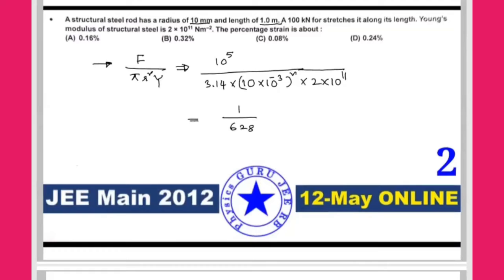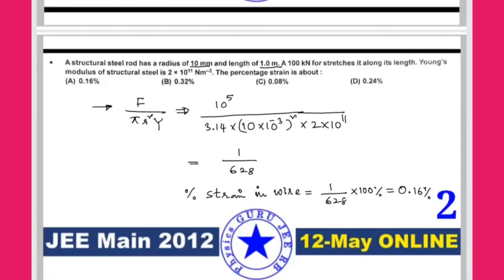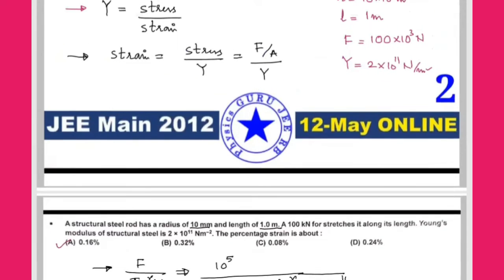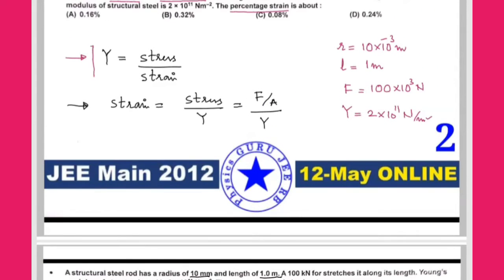We want now the percentage change. Percentage strain in the wire equals 1 by 628 into 100 percent. So how much percent is this? This means approximately 0.16%. Hope this will be clear to you, right? So it matches with option A. So straightforward, we used Y is equal to stress divided by strain. So everybody can do this problem.